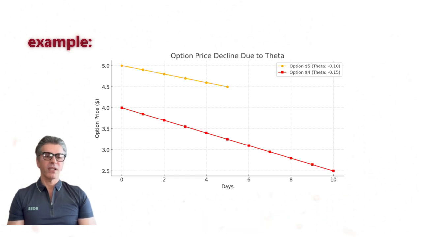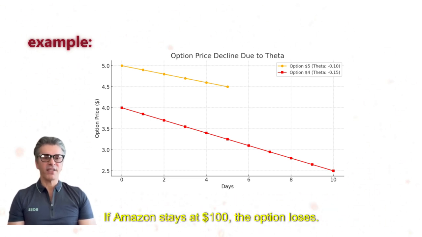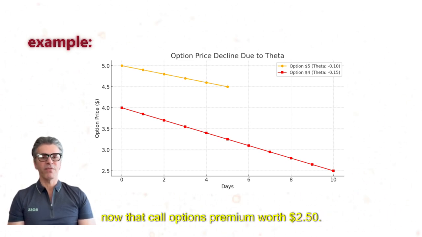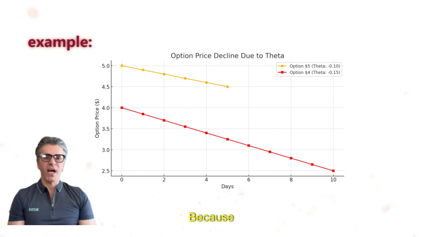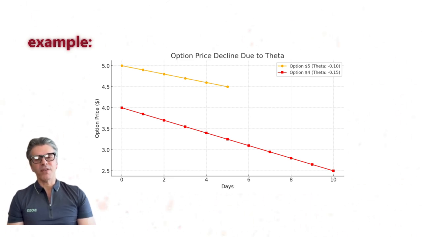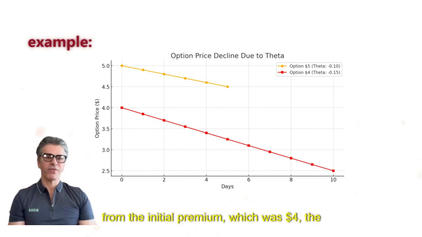Imagine you buy an Amazon call at $100 for $4 with a theta of -0.15. If Amazon stays at $100, the option loses 15 cents per day. After 10 days, the premium value would go down by $1.50, and now that call option's premium is worth $2.50. Because if you multiply 15 cents by 10 days, you get $1.50, and when you deduct that number from the initial premium, which was $4, the result will be $2.50.